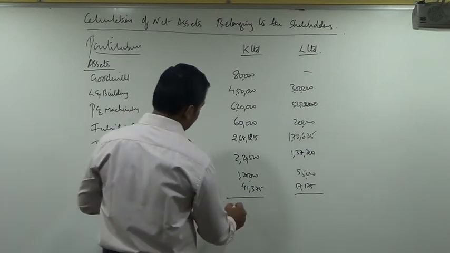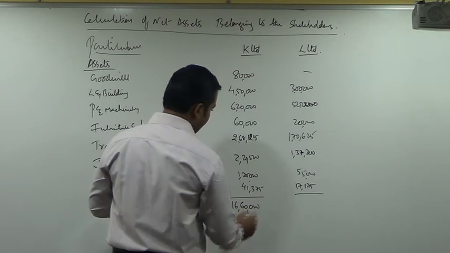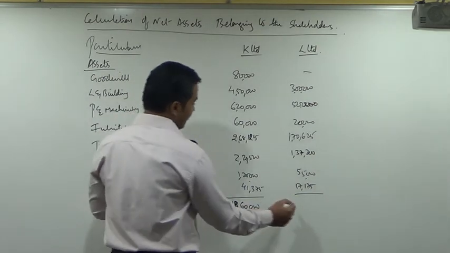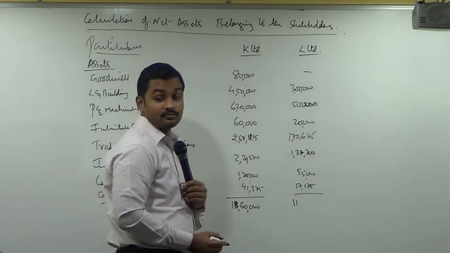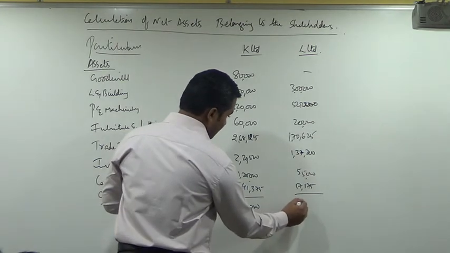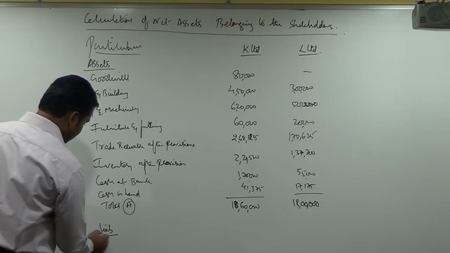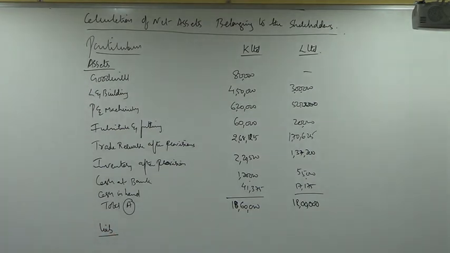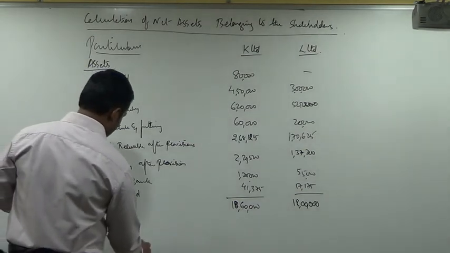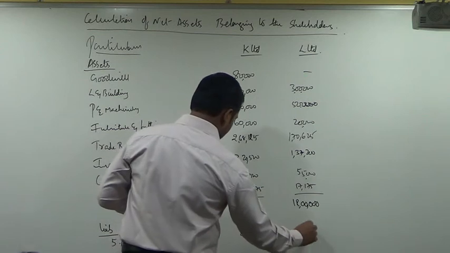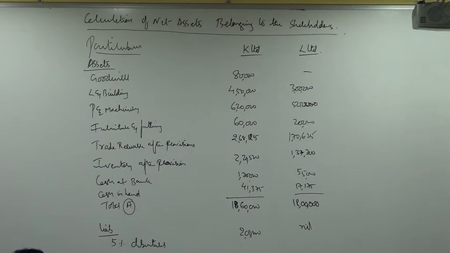Total the capital, how much is it? 16 lakh, 18 lakh 60,000, 11 lakh 60,000, 12 lakhs. Liabilities taken over. 5% debentures, 2 lakh and nil. How they will discharge it is their matter. Our liability is taking over, that's it.